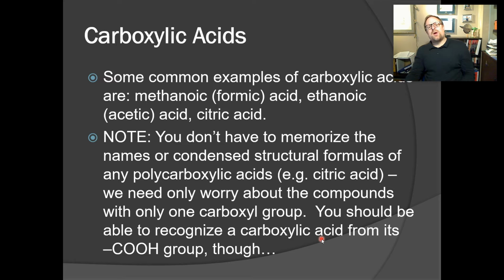You don't have to memorize the names or condensed structural formulas of any polycarboxylic acid. What that means is more than one carboxyl group on the compound. You're going to name and draw ones with only one carboxyl group on them. But you still need to be able to recognize the carboxylic acid functional group, the carboxyl group. So if you see a complex compound that might have a benzene ring and an organic or a halogen on it and a hydroxyl and a carboxyl group, you need to recognize, yeah, there's that carboxyl group over there. That tells me that this has some acidic properties to it.